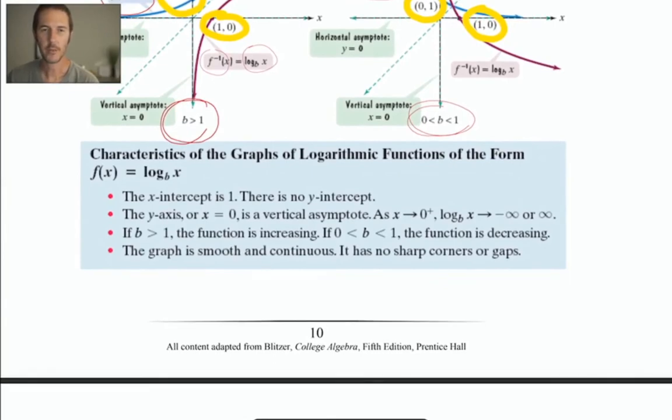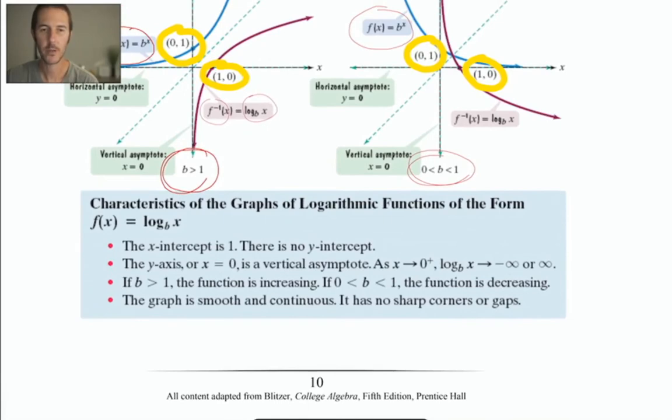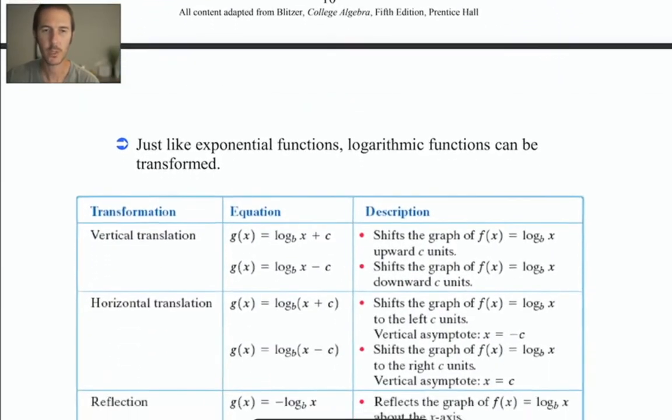All right, so we ended up with x-intercepts of 1 instead of y-intercepts of 1. The second bullet tells us that the y-axis becomes a vertical asymptote instead of having had a horizontal asymptote. And you can read those other two bullets. You don't need me to read to you.